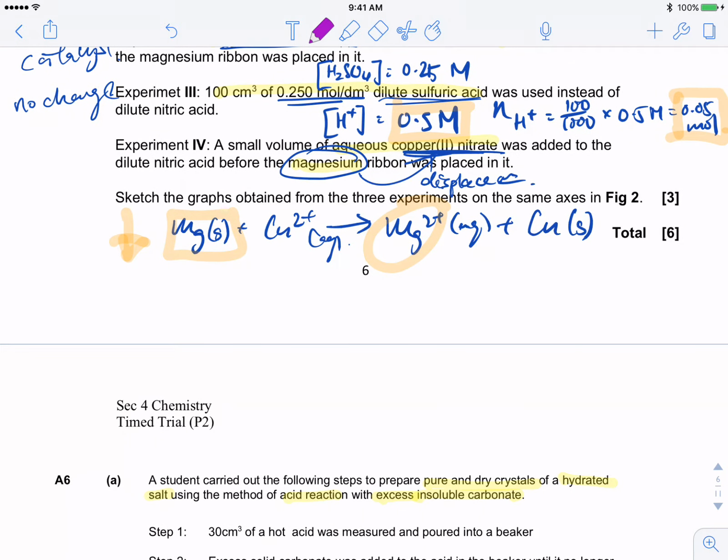Because let's assume that magnesium is limiting, then there will be less hydrogen gas involved.